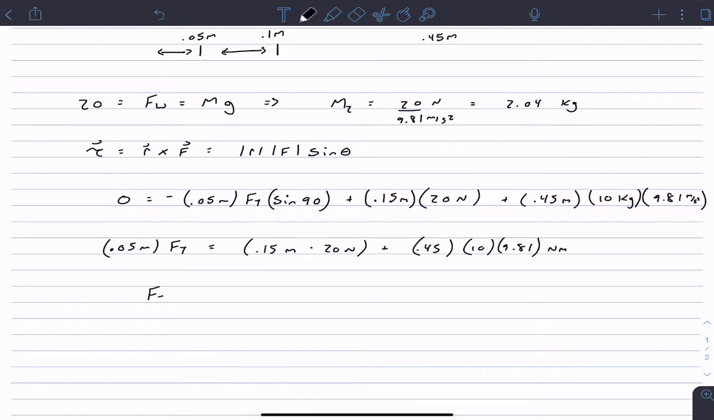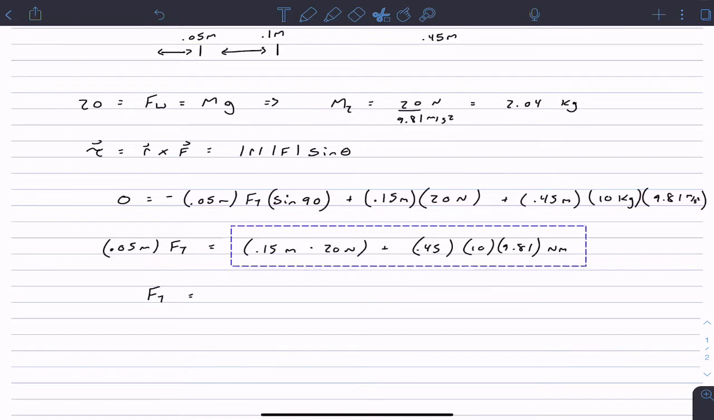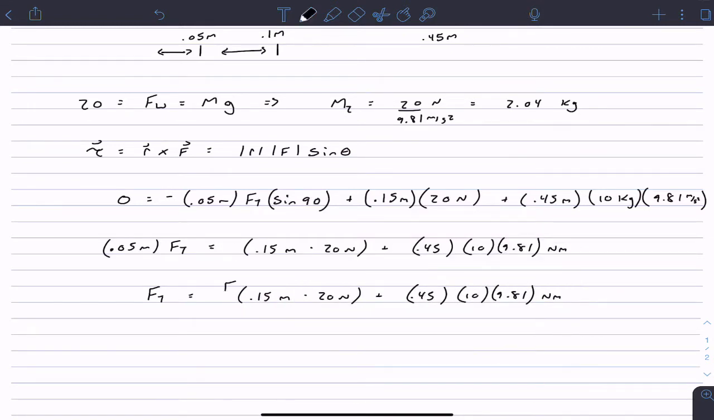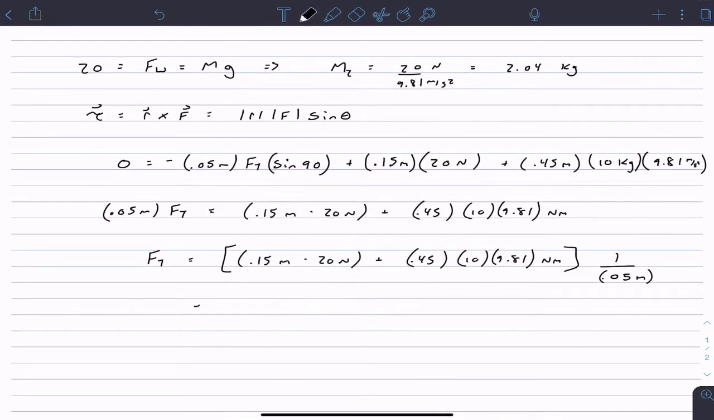Then we just plug this into a calculator. We set this up, and then we say 1 over 0.05 meters, and this comes out to be 942.9 newtons.